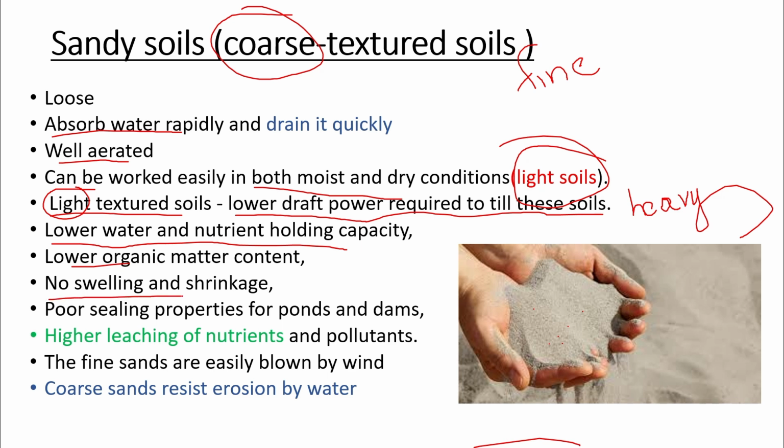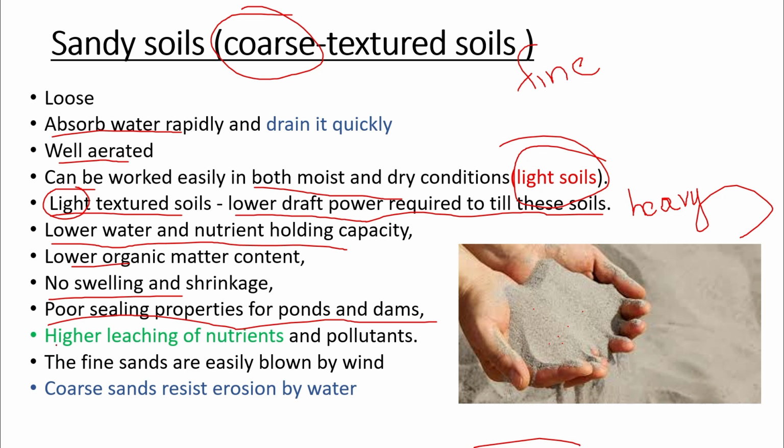Then no swelling and shrinkage. While wetting, they will not swell, and by drying, they will not shrink. So they have no swell-shrink property. Then they have poor sealing property for pond and dam. If we use this soil to seal or to make a pond and dam, we can't do that because they have poor sealing property. They will not form good aggregates on wetting, so we can't use it for this.